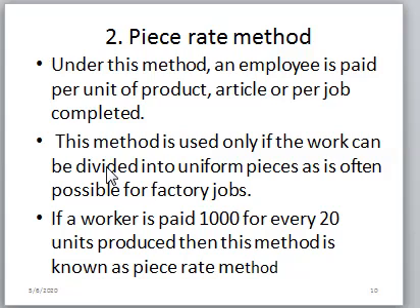So another method of remuneration is what we call the piece rate method. Under this, you are paying per unit of a product, or you are paying per article. You can pay per unit of the product produced, or you can pay per job completed. Say if you do this job, you finish it, I'm going to pay you this. Or if you produce each unit, I will be paying you this. So that is the piece rate method.